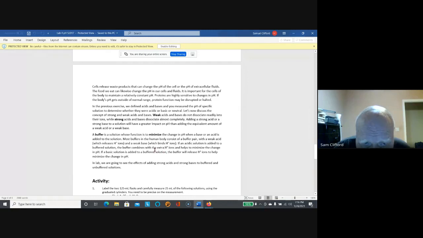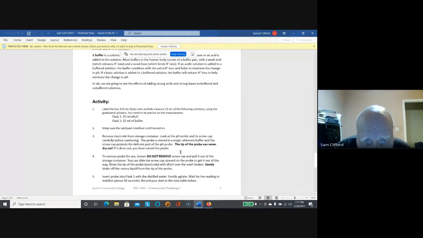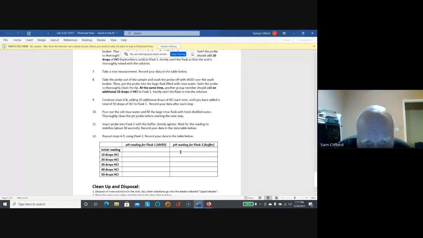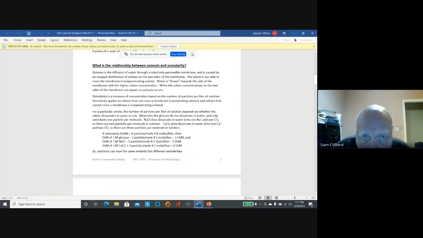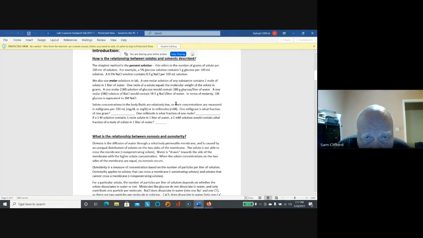So if an acid is added to a buffer, the buffer combines with the extra hydrogen ions to neutralize them. If a buffer has hydroxide added, it will release hydrogen ions to help minimize the change. So make sure you read through this introductory material. This is the information covered in Lab 1. Okay, so I think that's all the material we have there. Okay, let's minimize that and go to passive transport.